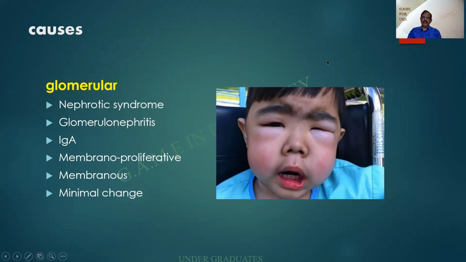This can be kept as a clinical case for you, after which the urine sample will be given. So, various glomerular causes for proteinuria can be nephrotic syndrome, glomerulonephritis, IgA nephropathy; all these come under nephrotic syndrome itself. And look at this child, there is a puffiness of the face and a swelling around the eyelids. You find that hands and feet also will be showing an edema, generalized edema called anasarca.